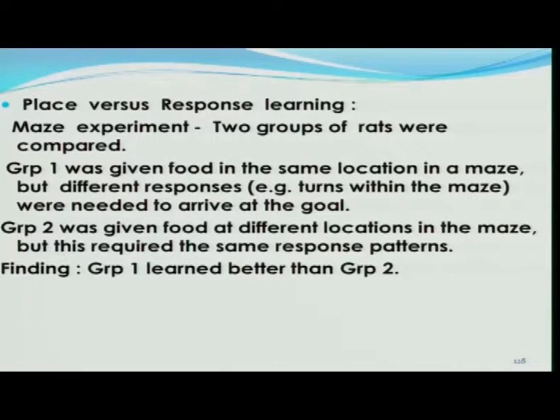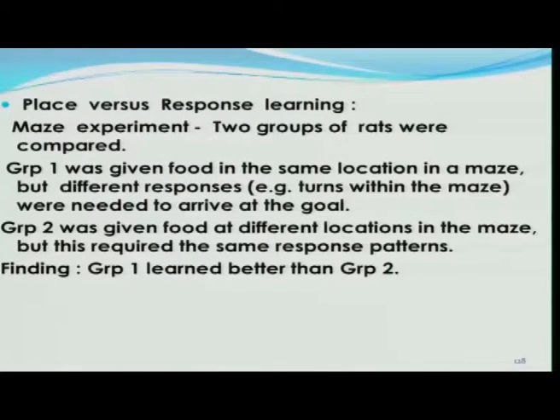Group 1 was given food in the same location in a maze, but getting to the food box required different responses, as was shown in the diagram just a few slides ago. For example, the kind of turns within the maze, right turn or left turn, and the number of right and left turns that were needed to arrive at the goal would differ.